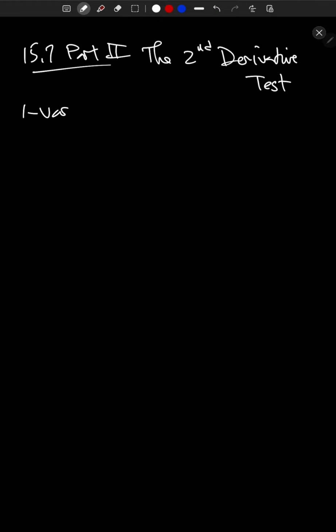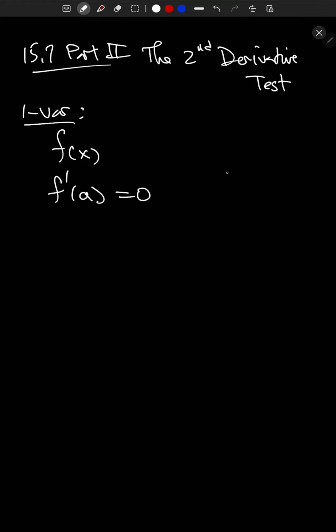So one variable. If we have f of x is our function, and we know f prime at a point, let's say a, is equal to 0, then what you can do is you can analyze the behavior of your function, whether it's a local max or min, by looking at the second derivative.